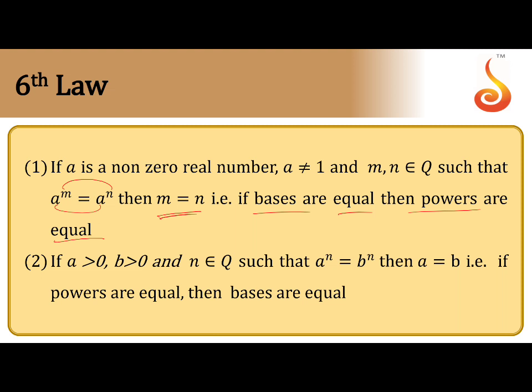Next, if a greater than 0, b greater than 0, both positive, and n belongs to any rational number such that a power n equals b power n, meaning the powers are equal, then the bases are also equal. If powers are equal, bases are also equal. That is the property here. So I hope you know, in the previous one, bases are equal, so powers are equal. Here, powers are equal, then the bases are also equal. We can take it. Clear? Next.